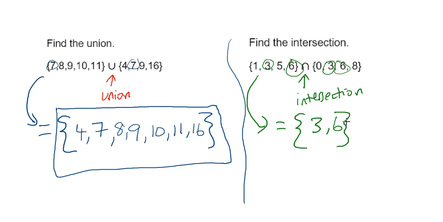And so the only two numbers that exist in the intersection of these two sets are the numbers 3 and 6. Those are the only two that are shared in common. And so that is all that goes into the new set. And so this would be my final answer for this one. All right.